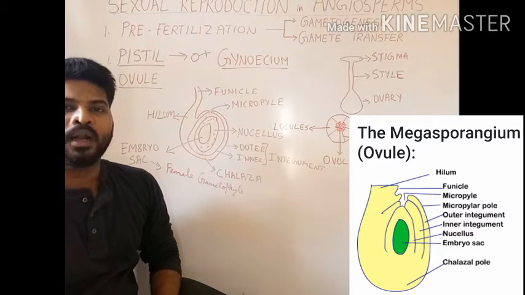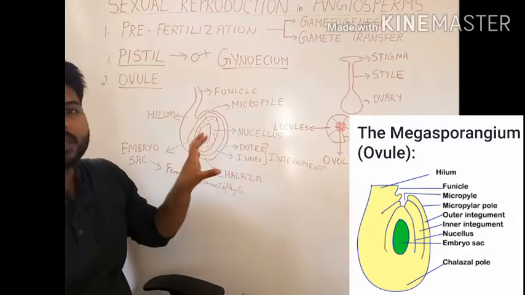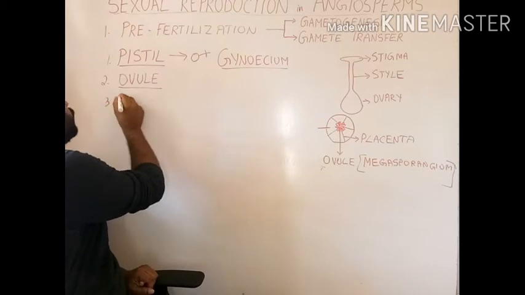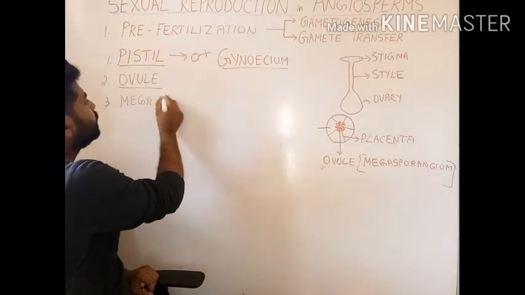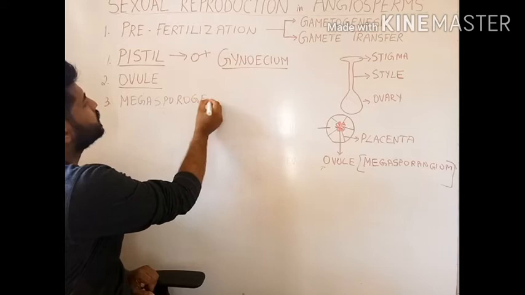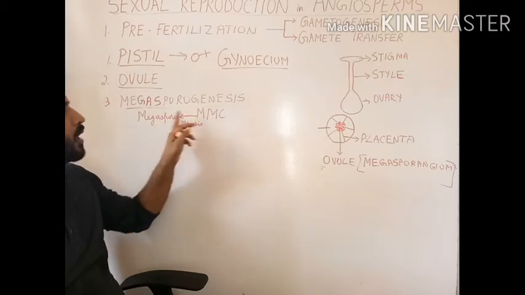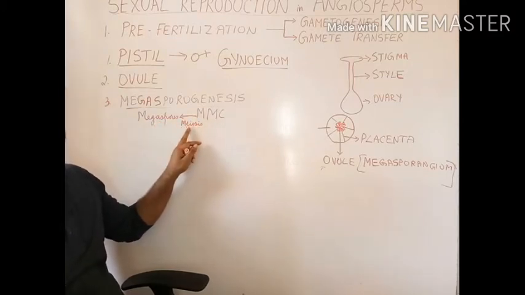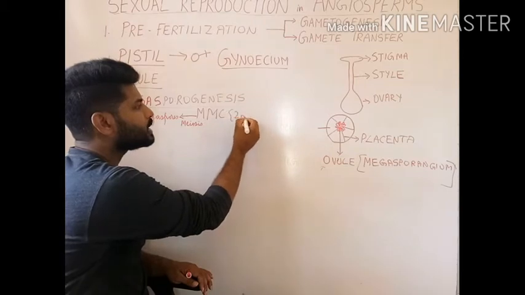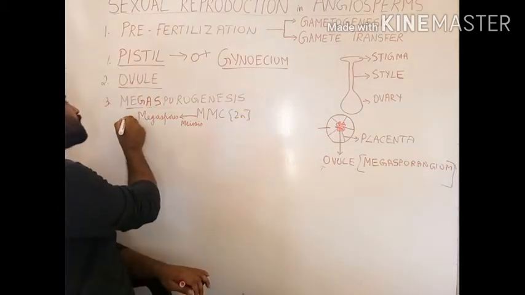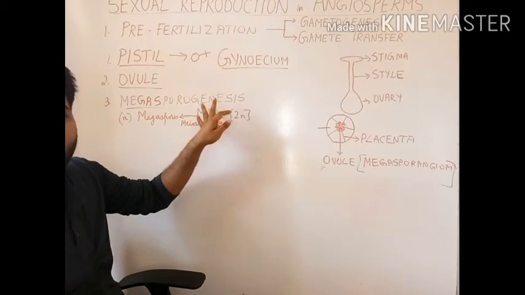Let us now understand how this embryo sac forms and how the megaspore is produced. Inside the ovule, megasporogenesis takes place. The ovule is the megasporangium inside which megasporogenesis occurs. The process of formation of megaspores from the megaspore mother cell through meiosis is called megasporogenesis. The megaspore mother cell is diploid, whereas the megaspores will be haploid. Let us now discuss megasporogenesis.